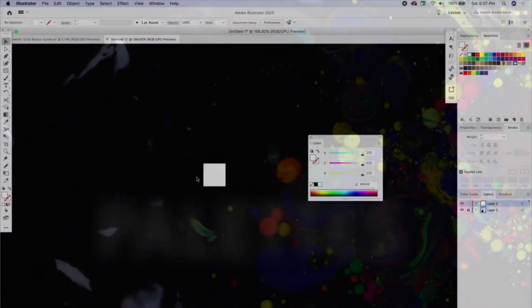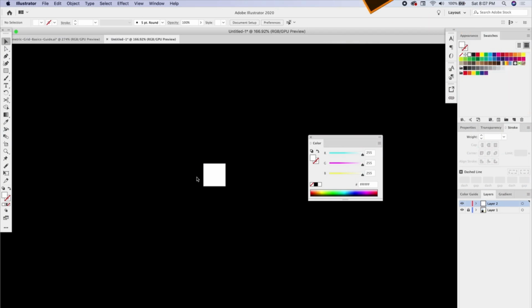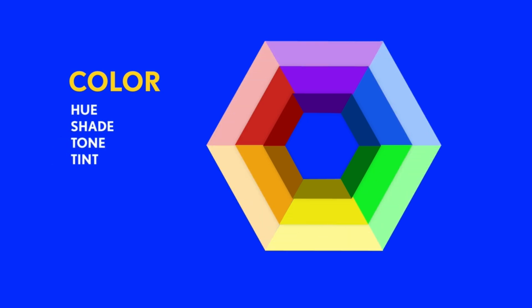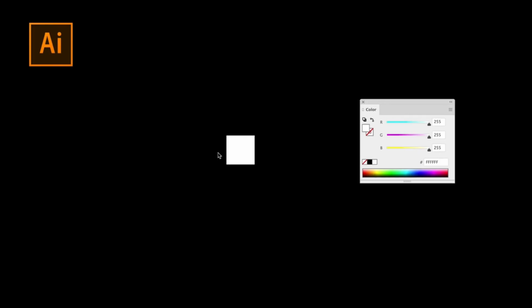I am in Adobe Illustrator and I'm going to demonstrate some ways you can practically create different color palettes. First we need to go back and understand our tint, shade, and also our tone. But how do we create that using the color options in design software? That's exactly what this lesson is going to be about.